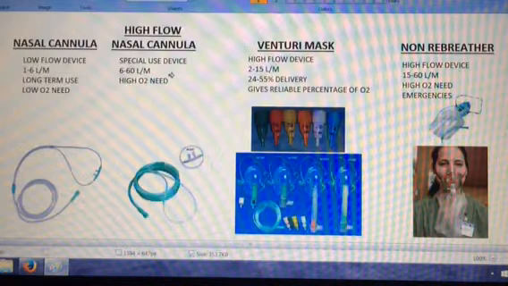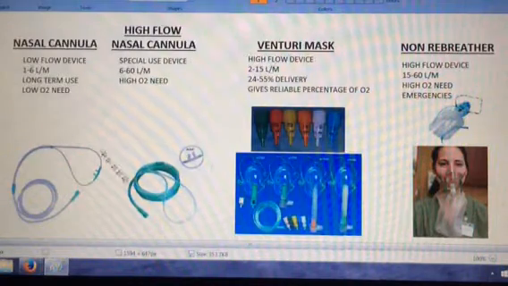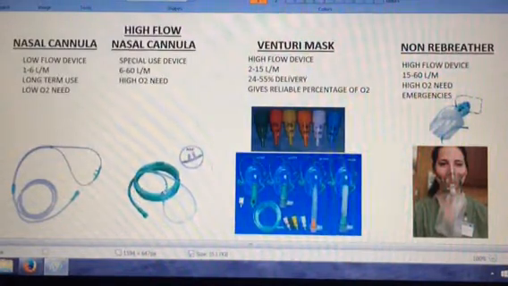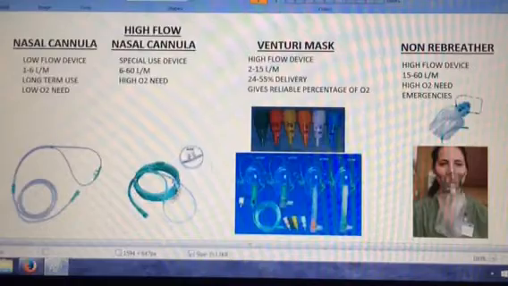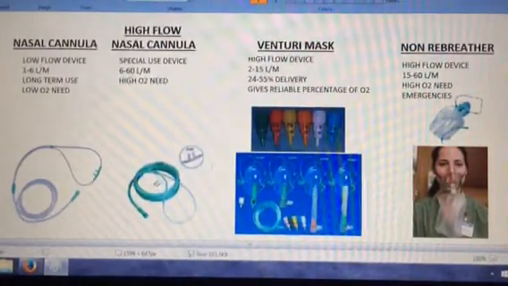This will give them that high flow delivery through their nose, but it does have special tubing. It's a lot thicker, it allows for higher flow, and you have to have a special humidification device. It is very important because you don't want to burn their nasal mucosa or dry them out.